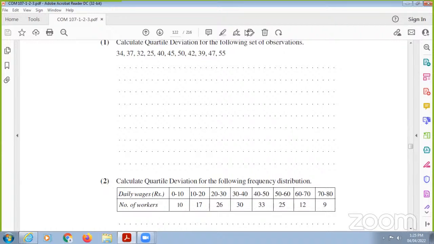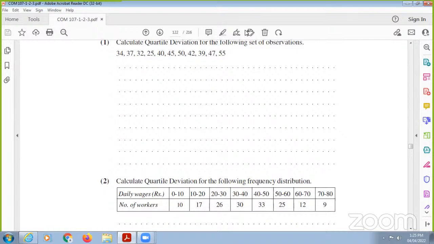Now the third quartile. The formula is 3n upon 4, that means 162 upon 4 multiplied by 3. The answer will be the 121.5 th observation. It lies in the class 50 to 60.